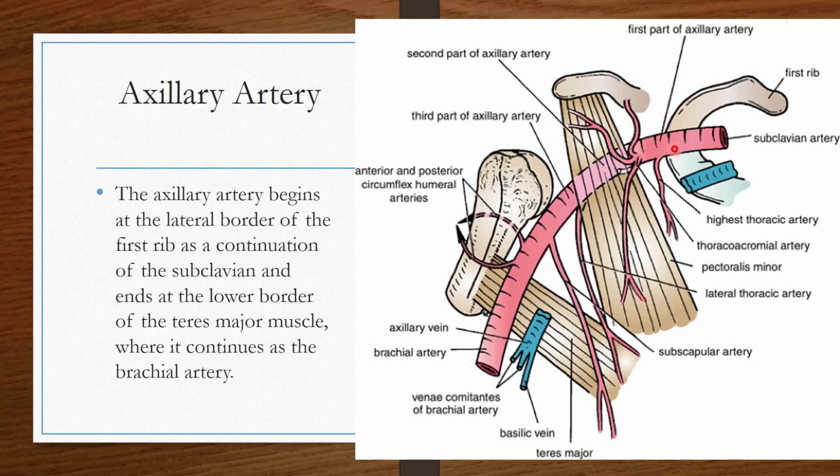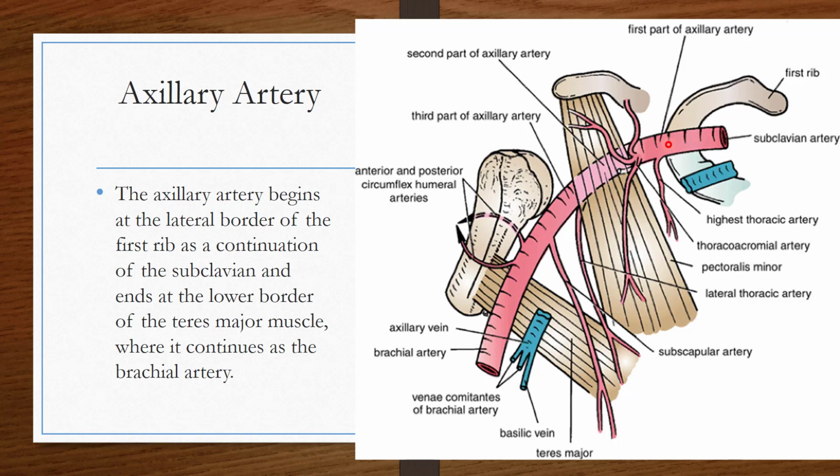The axillary artery begins at the lateral border of the first rib. See here in this diagram, this is the lateral border of the first rib. From here the axillary artery will start. It starts as a continuation of the subclavian artery. Remember, these questions are asked in the exam again and again. The axillary artery is the continuation of the subclavian artery. It is not a branch of the subclavian artery. It is actually the continuation.